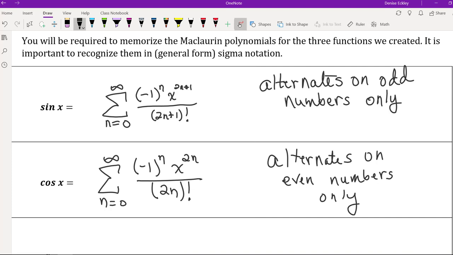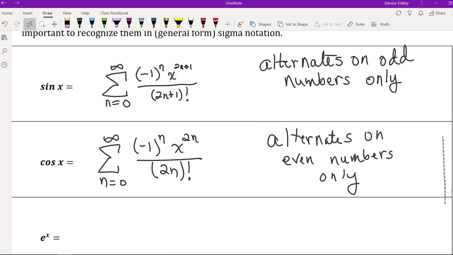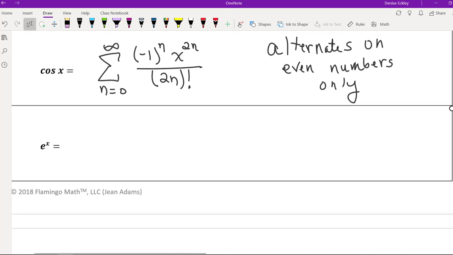So sine gives us the odd powers in a Taylor polynomial, and cosine gives us the even. And then we have e, and that one is pretty simple. We have no alternating series here. We just have x to the n over n factorial.